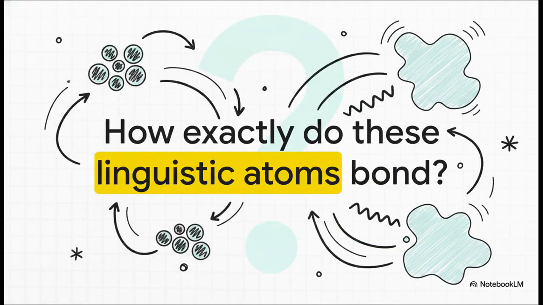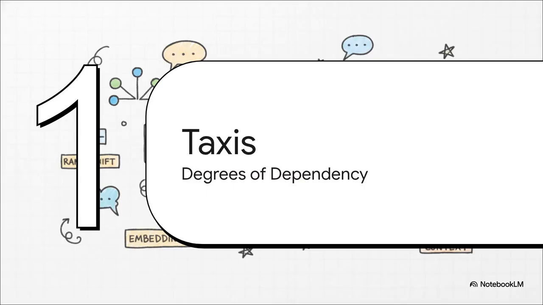Which naturally leads us to the most fascinating question of our linguistic physics class. How exactly do these linguistic atoms bond to form complex meaning molecules? What are the invisible forces that are actually holding our sentences together? Section 2. Taxis. Degrees of interdependency.